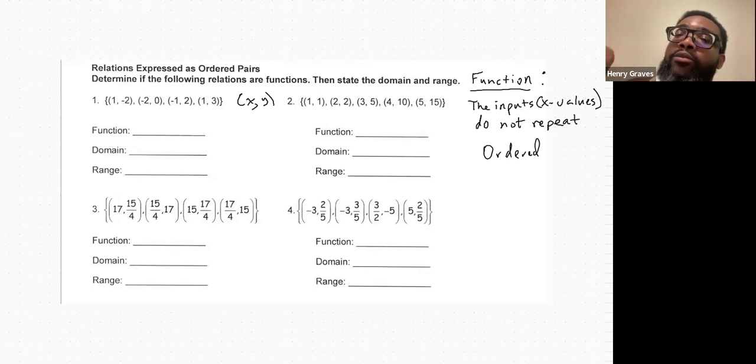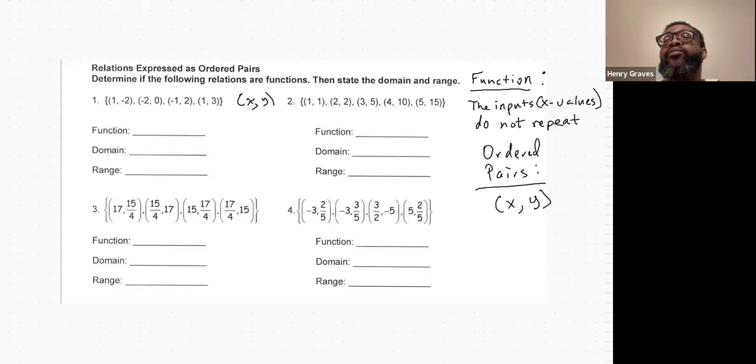So for this one here, I'm going to go ahead and circle all my x values to see if we have any that repeat. And sure enough, we do, right? We have a positive one here and a positive one here that repeat. So because this repeats, this is not a function.